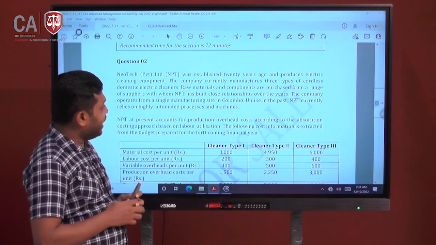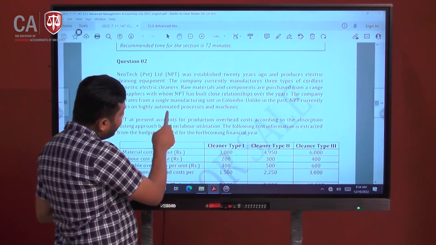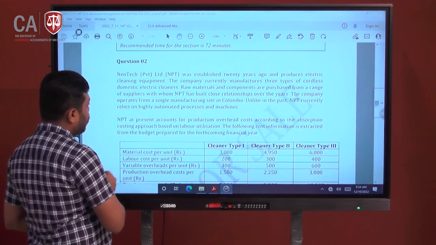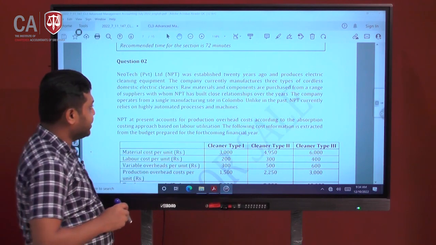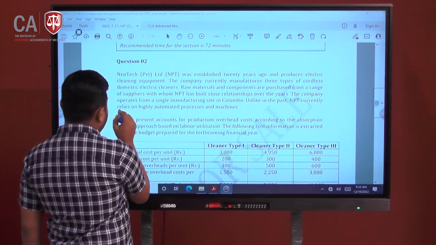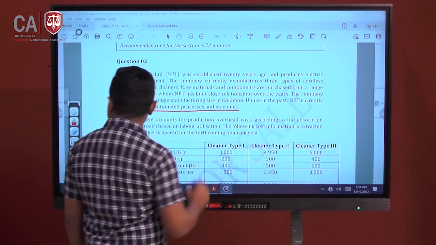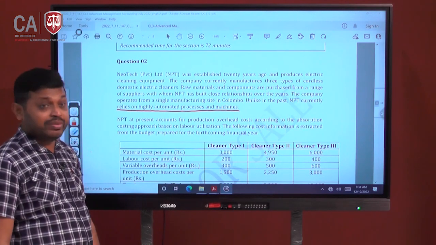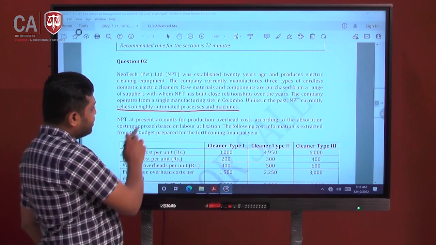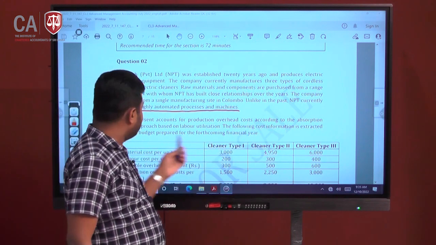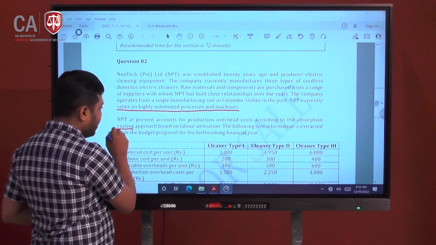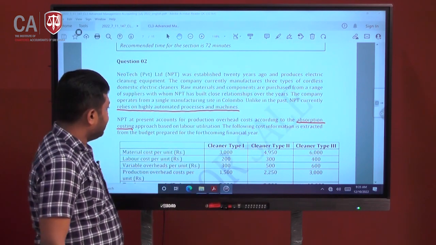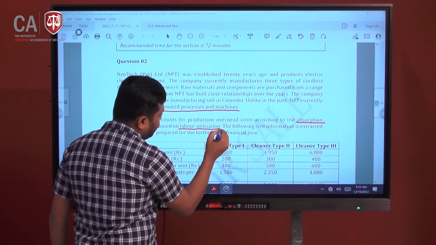Unlike in the past, NPT currently relies on highly automated processes and machines. That is very critical, that is very important. In the modern manufacturing environment concept, it has been considered. Currently relies on highly automated processes and machines. Highly automated. Right. That means labor involvement will be very low. NPT at present accounts for production overhead cost according to the absorption costing approach. Now they are using the absorption costing approach based on labor utilization. Absorption rate is labor utilization.